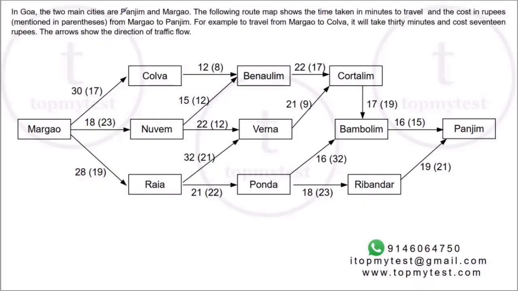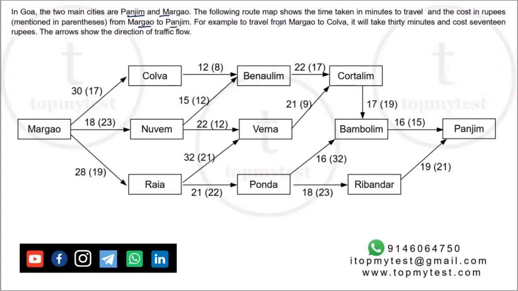In Goa, the two main cities are Panjim and Margao. The following route map shows the time taken in minutes to travel and the cost in rupees mentioned in parentheses from Margao to Panjim. For example, to travel from Margao to Kolva, it will take 30 minutes and cost 17 rupees. So this is your time and this is your cost. Cost is in rupees, time is in minutes. Arrow shows the direction of traffic flow.